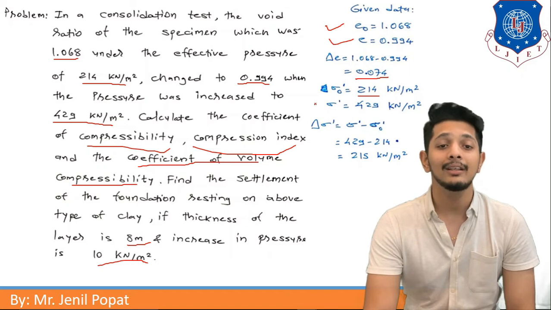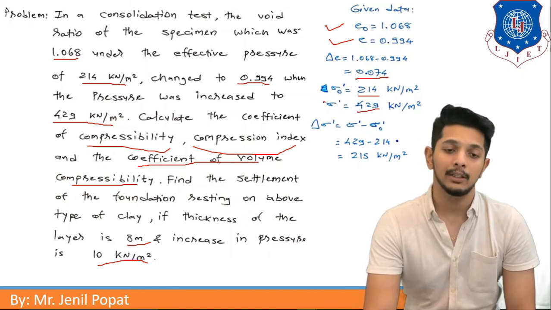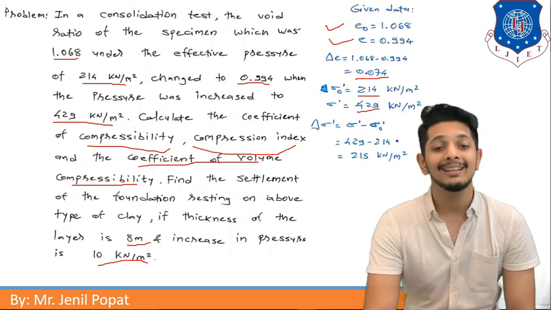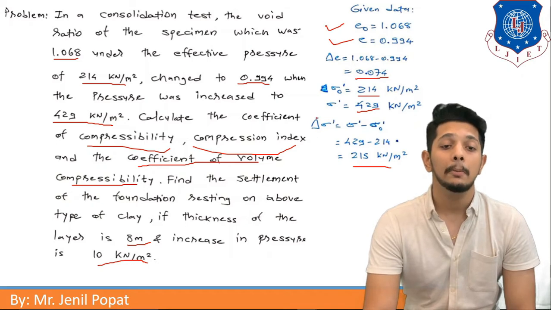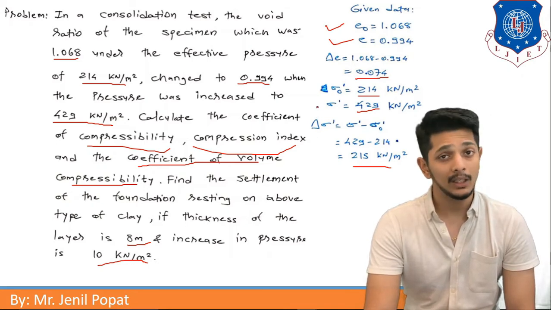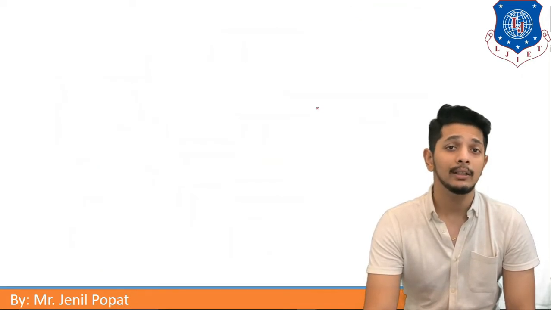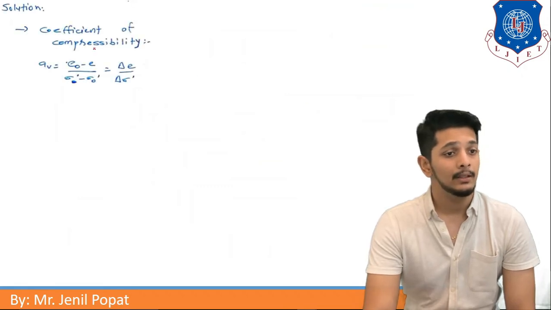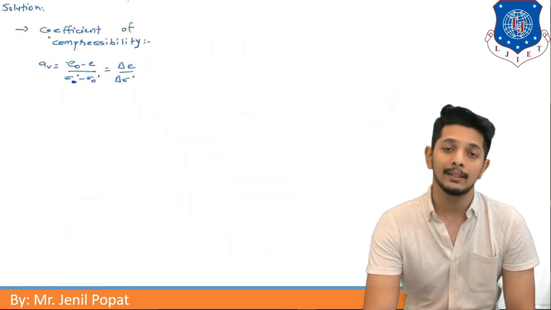and then it increased up to sigma dash, that is 429 kilonewton per meter square. So we can find delta sigma dash, that comes out as 215 kilonewton per meter square. Let us move forward and calculate the given things. First of all, coefficient of compressibility.